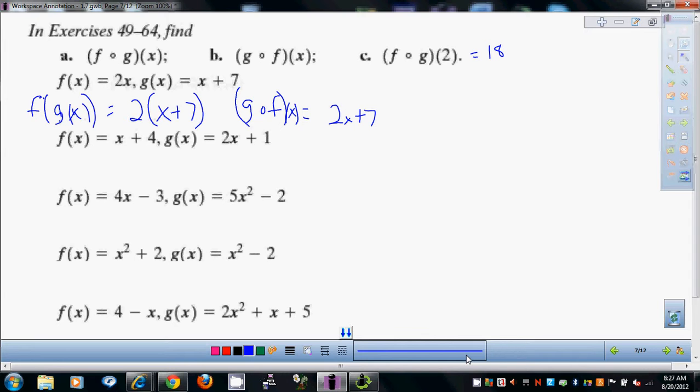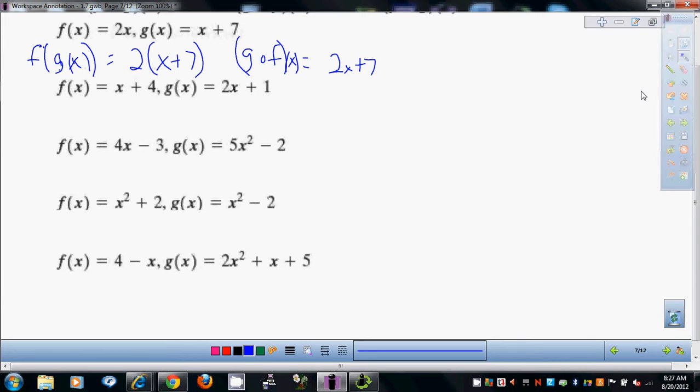Questions? Let's just skip straight to a lengthier, harder one. The bottom one. Let's look at the bottom one.